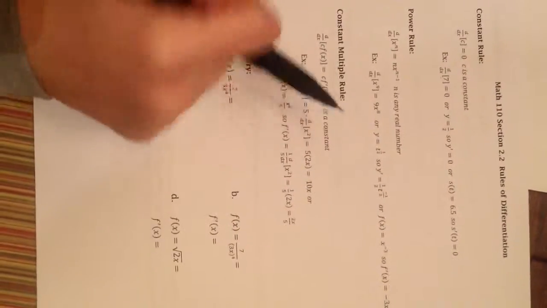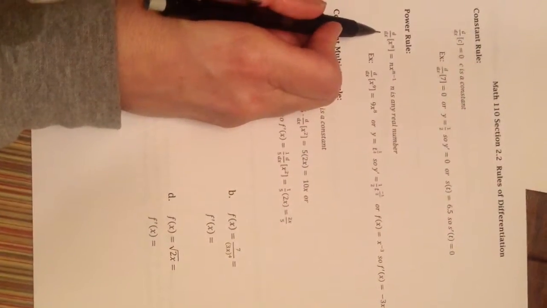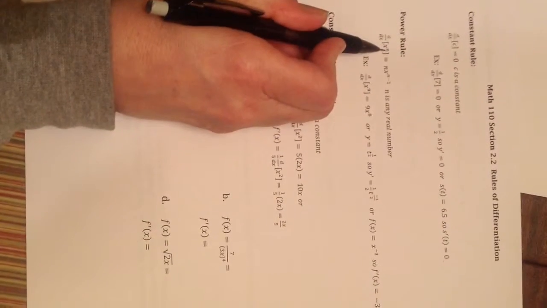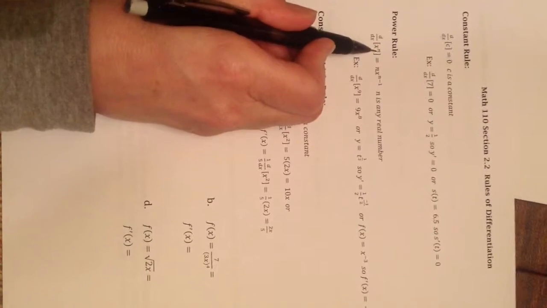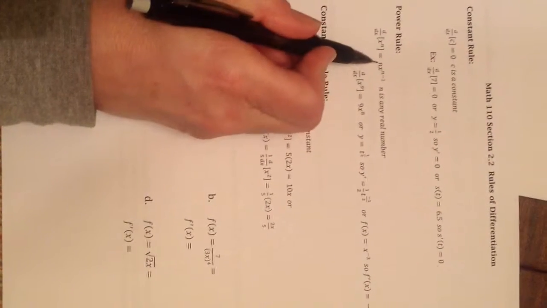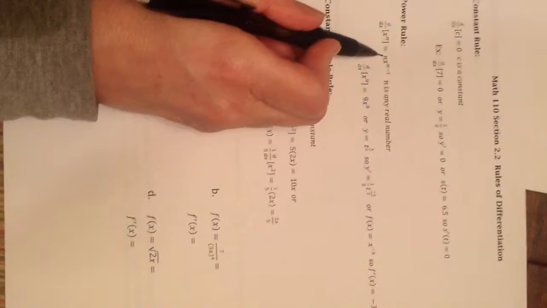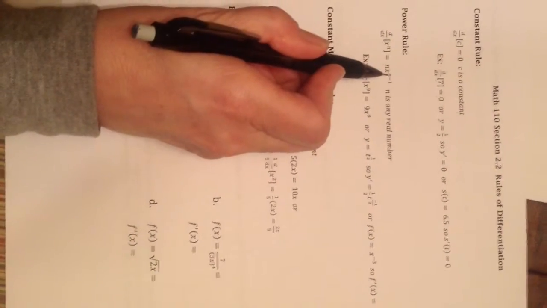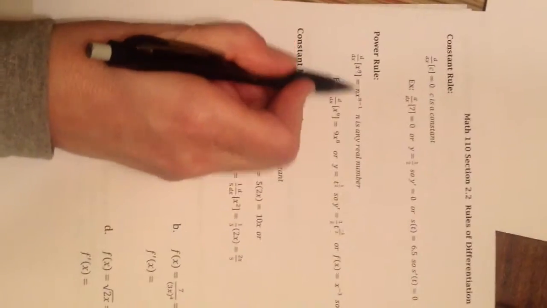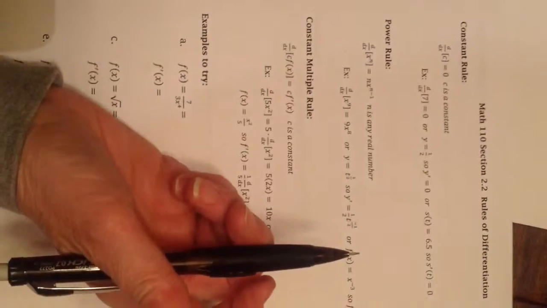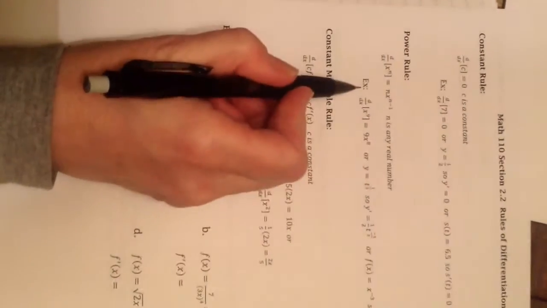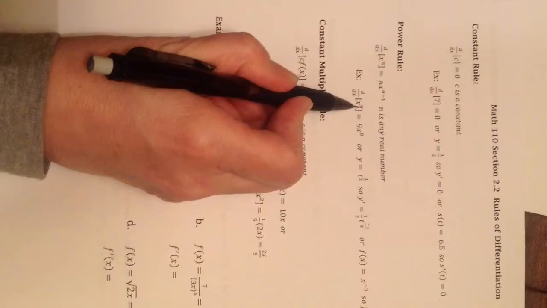The next rule is called the power rule. If you are taking the derivative of x to a certain degree, the shortcut for how to take that derivative is the degree moves down and becomes your new coefficient, and the new degree for your derivative is the old degree minus 1. So this is a rule that you can use to find the derivative of x to any power. For example, the derivative of x to the 9th power.